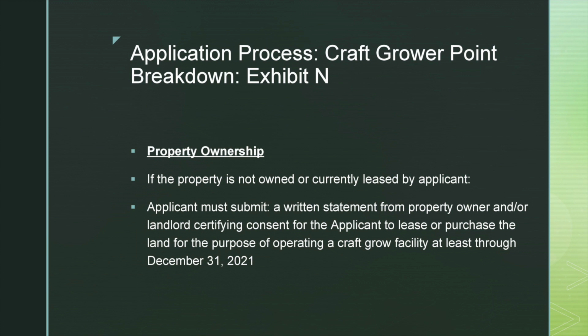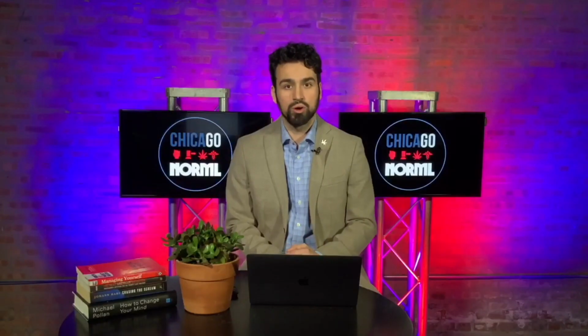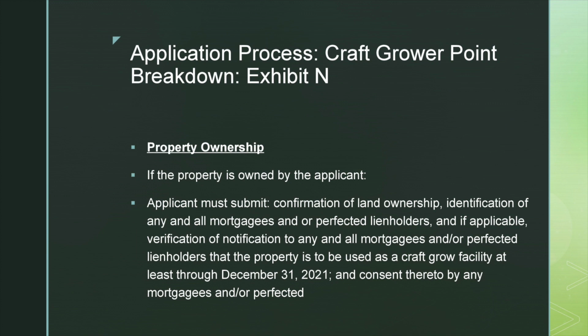Going to slide 37, if the property is not owned or currently leased, you have to submit a written statement from the property owner and or the landlord certifying consent. Again, this is to mitigate the chance that you don't tell a landlord or a property owner what it is you're doing there. So you must be able to prove that the landlord knows what the use is going to be. Going to 38, again, this is just more detail on what exactly it is you're going to need to submit when you are submitting this exhibit.